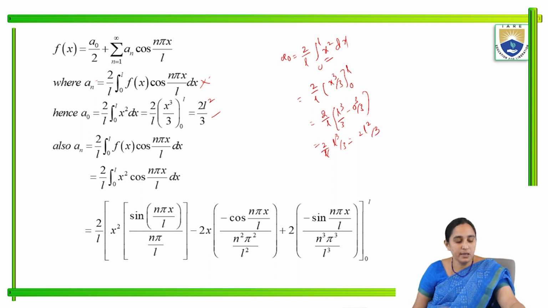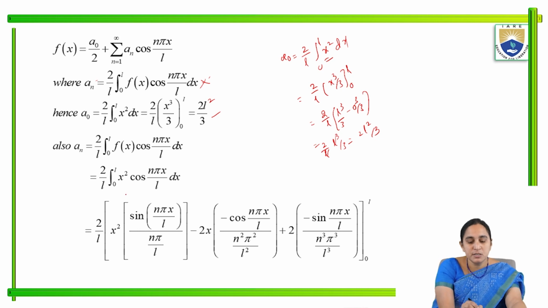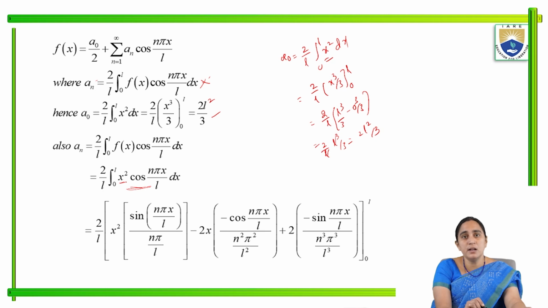Similarly, I am finding an. What is the formula of an? An means 2 by L into integral 0 to L f of x into cos n pi x by L dx. Here f of x is equal to x square, so that is integral 0 to L x square into cos n pi x by L dx. After substituting the function, observe that this is in the form of integral uv. So 2 by L into integral, where I'll take u as x square and v as cos n pi x by L.